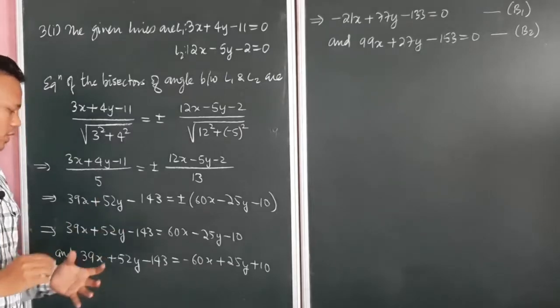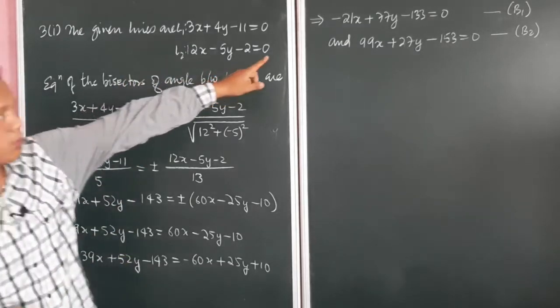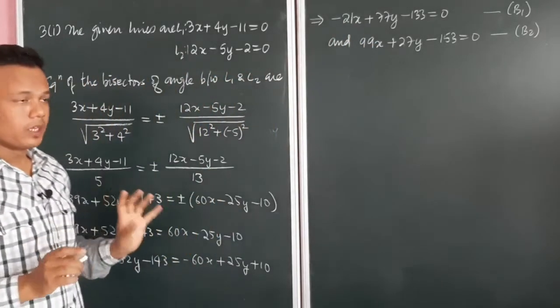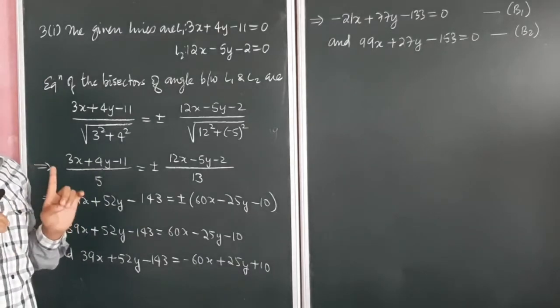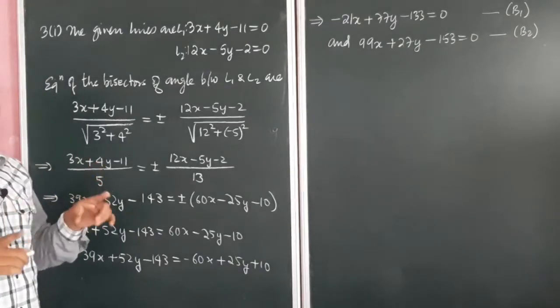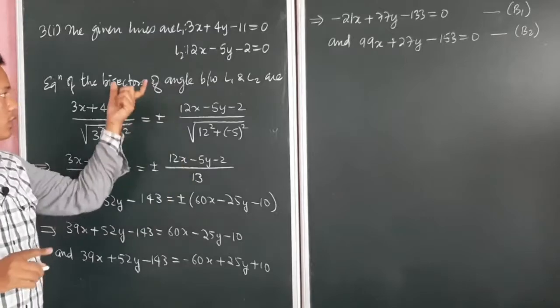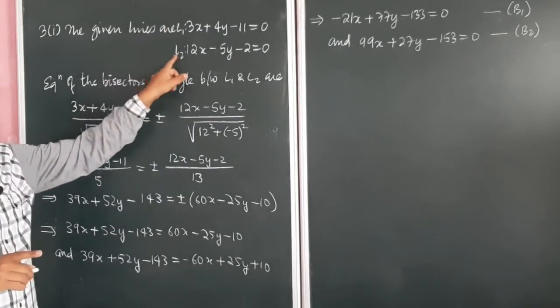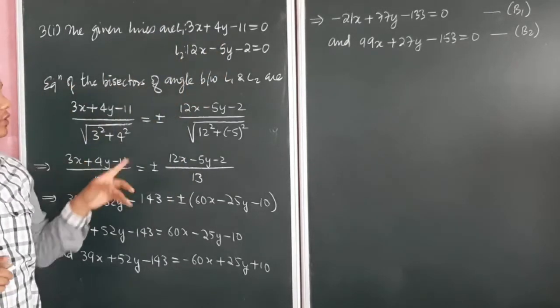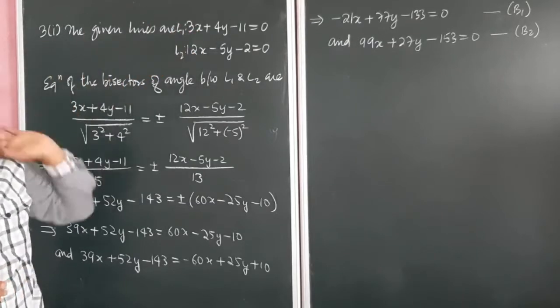Okay, so I have found the equations of the bisectors. This is my B1 and this is my B2. Now let me choose any two lines, and among those two lines, one has to be L1 or L2, and the other line has to be the bisector. So let me choose L1 and B1.